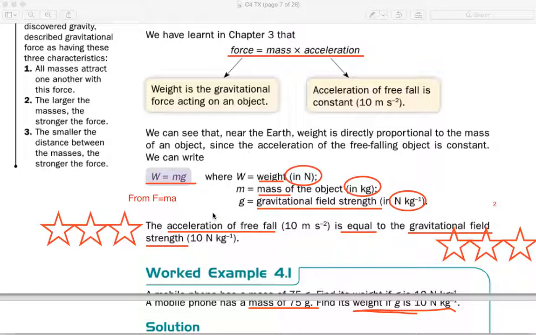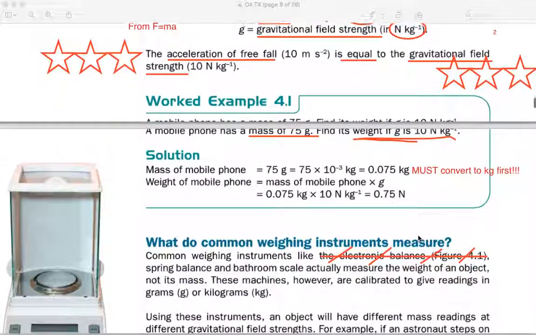To highlight this, this formula is actually from F equals ma. The acceleration of free fall is equal to 10 meters per second squared, and this is equal in value to the gravitational field strength. To put a star here, we use these numbers interchangeably. For the formula W equals mg, W is the weight in newtons, m is the mass of the object in kilograms, and g is the gravitational field strength, which we learned in the previous video, and its unit is newtons per kilogram.